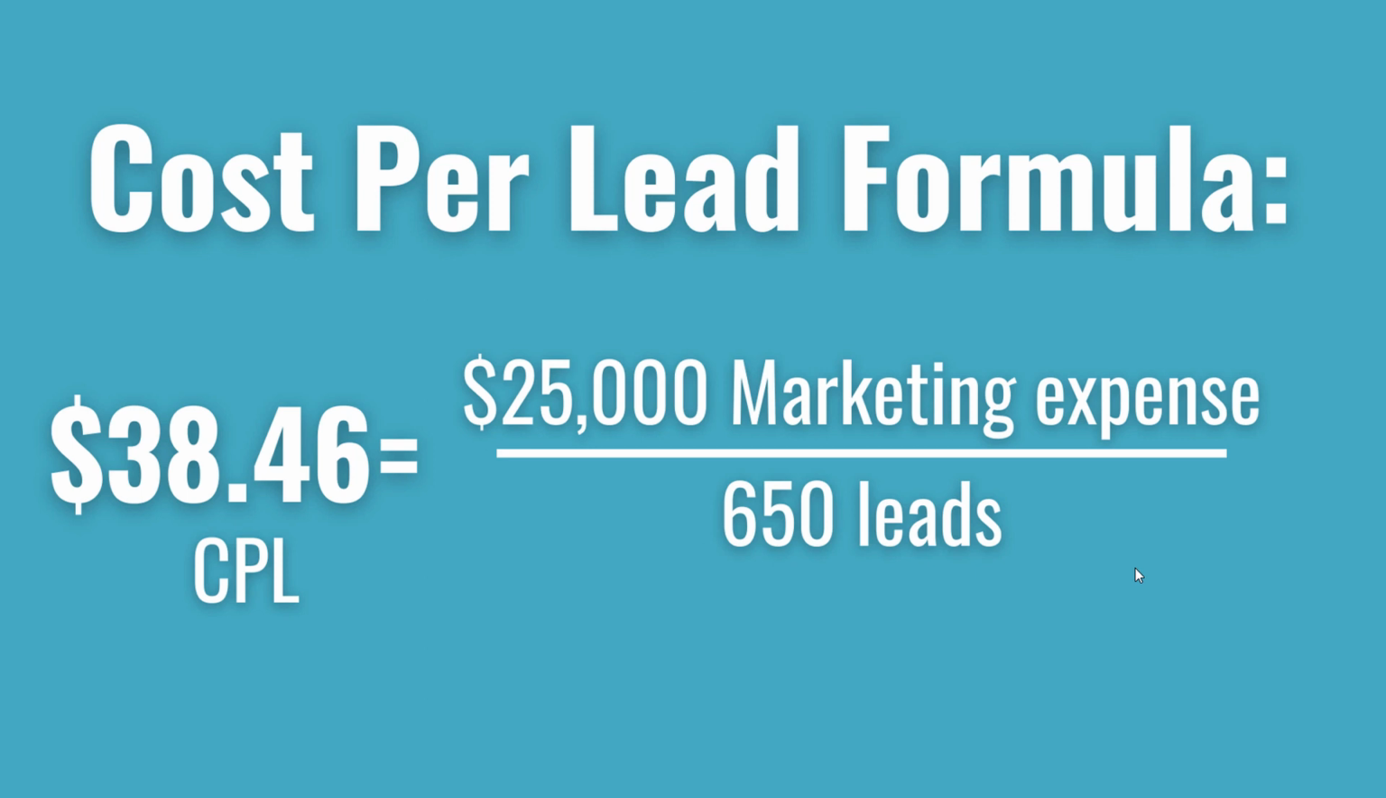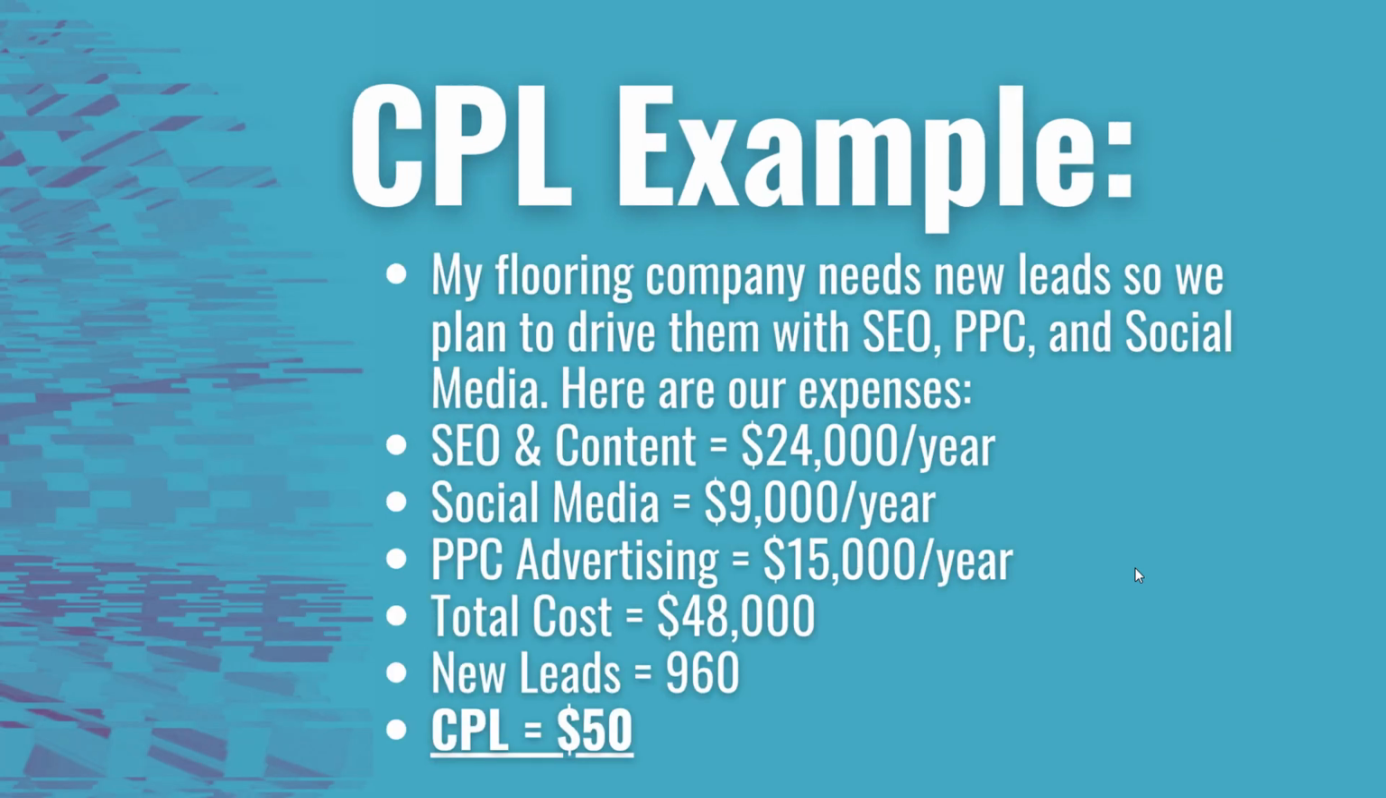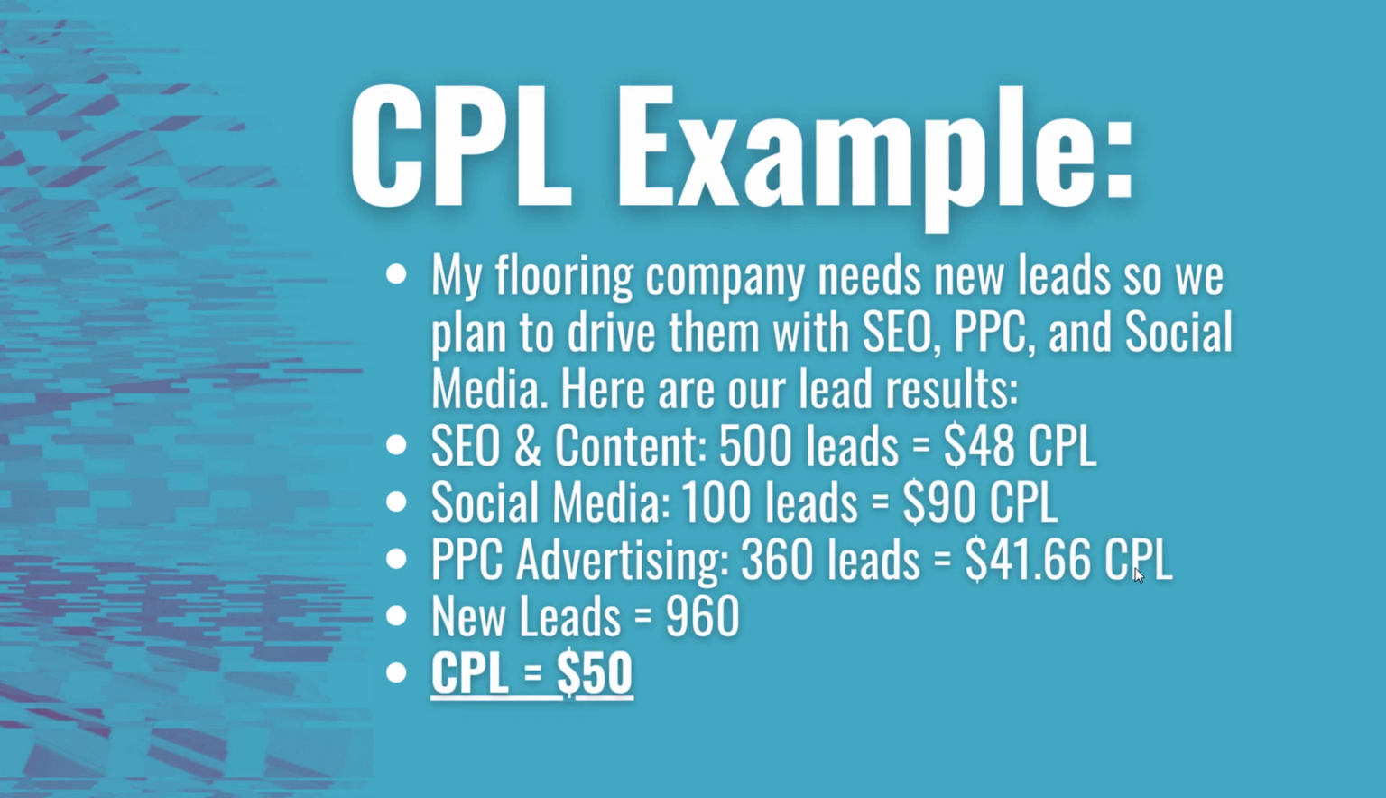Looking at our formula, we divide 48,000 by 960 to get a CPL of $50. So our cost for every new lead is $50. What you want to really do is break it down. Let's say SEO and content drives 500 leads. So that's a $48 cost per lead.